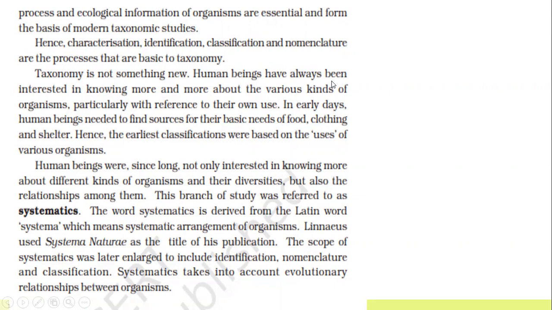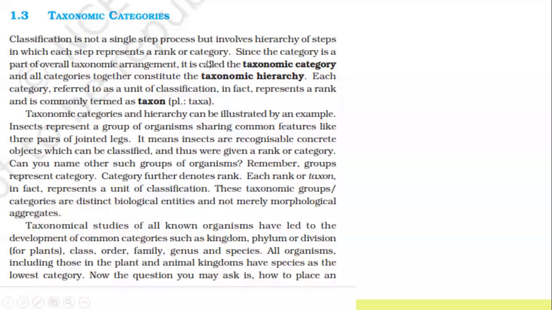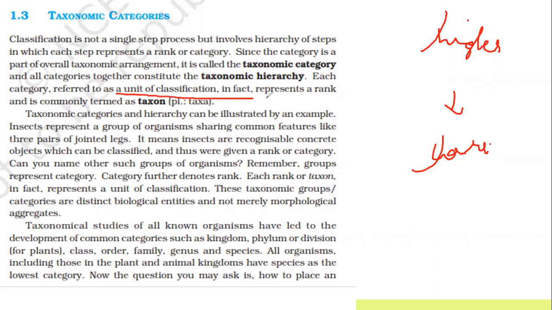Okay, moving on. Taxonomic categories. Okay. So, what is taxonomic hierarchy? The arrangement of various taxonomic categories together in a definite order from higher to lower is what is said to be taxonomic hierarchy. Each rank, or unit of classification, in fact, represents a rank commonly known as taxon. Okay, that's all. Each rank or taxon.